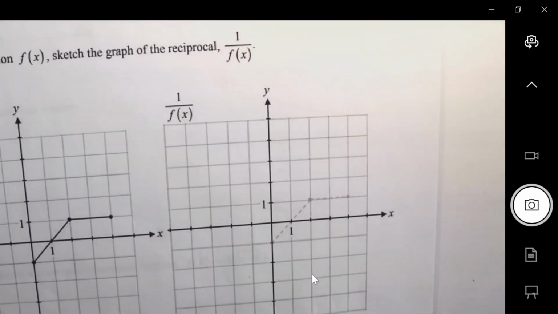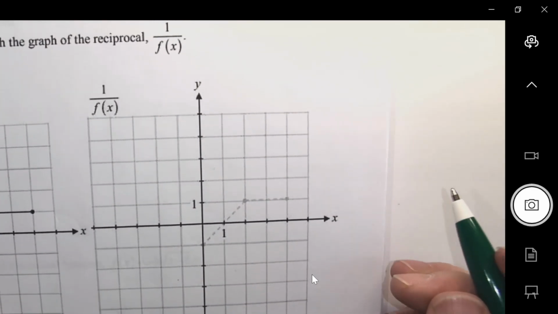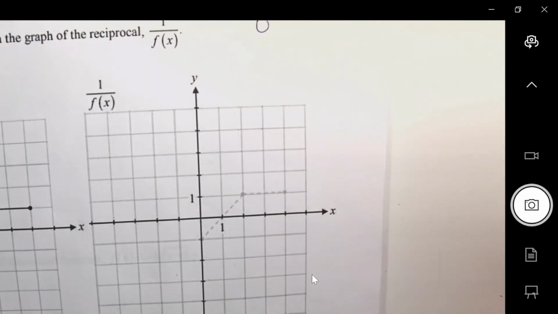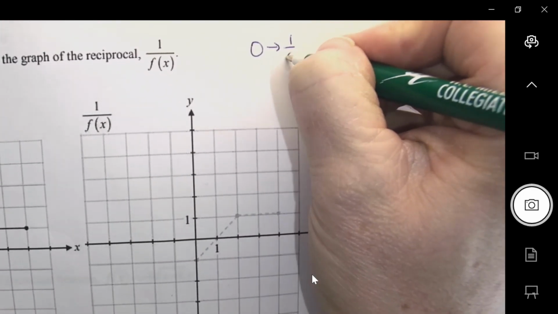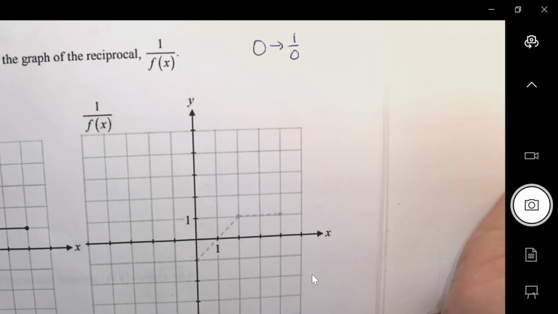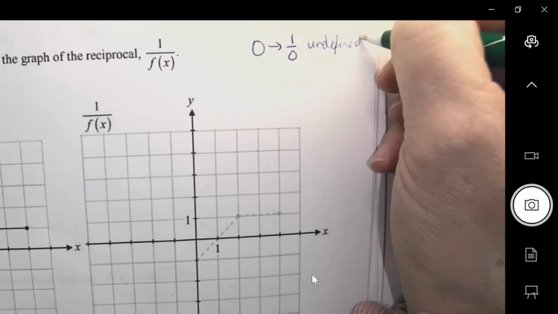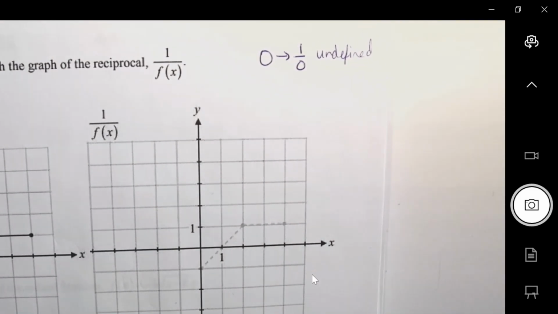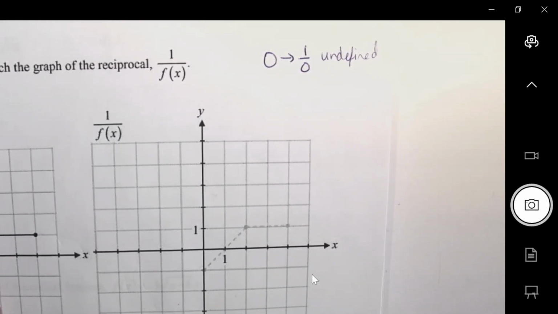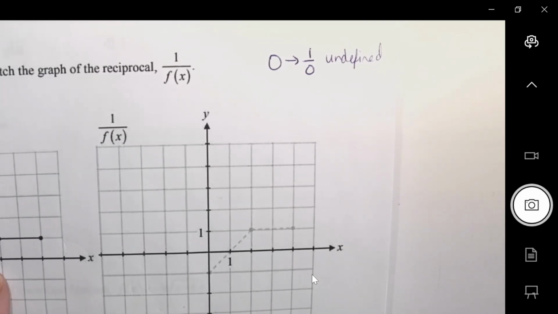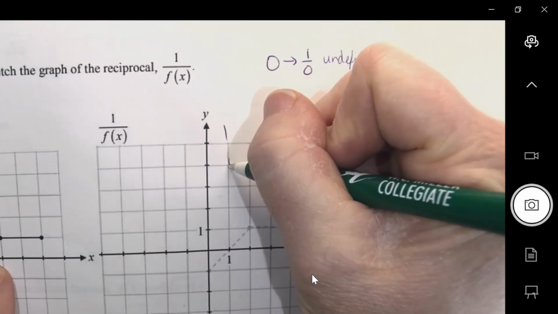Okay, reciprocals. So some key ideas about reciprocals is what happens when we change the number 0 as a fraction. It would be 1 over 0, which is undefined. So where would this graph, if I reciprocate it, where would it be undefined? Here. So now I'm going to draw an asymptote.